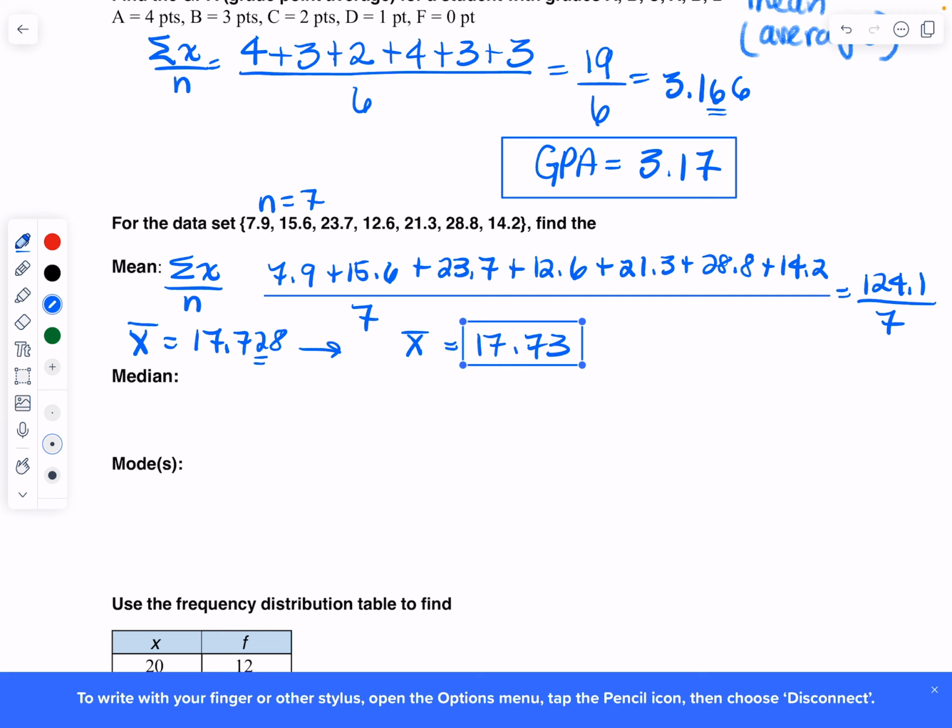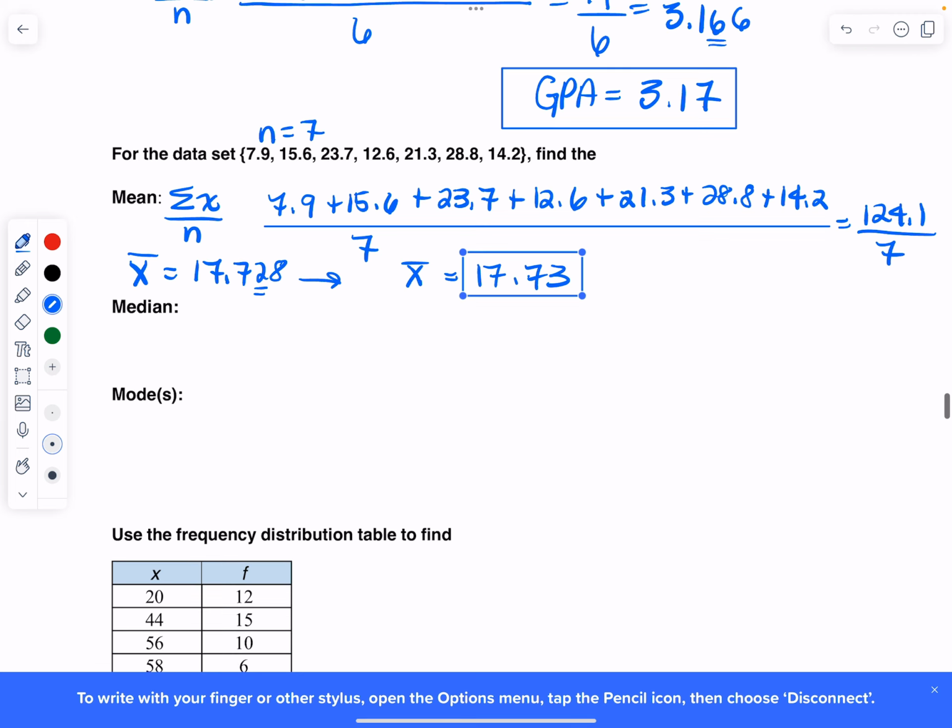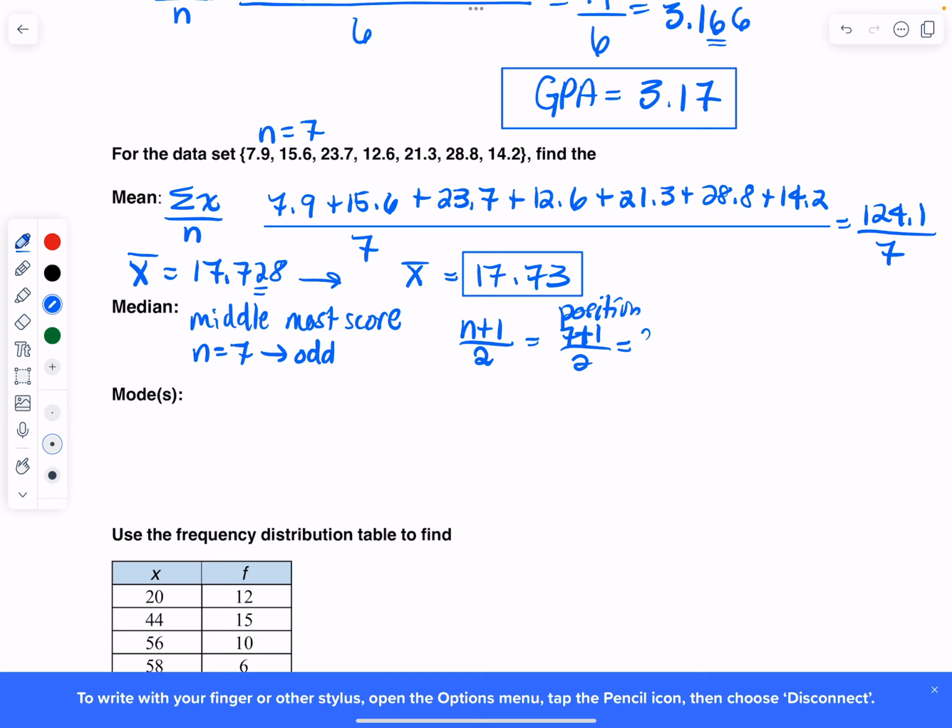Okay, median. Median, remember, is your middlemost score, right? Okay, so if n equals 7, that is odd. So what I do is I take n plus 1 divided by 2, and that will tell me the position of the middlemost value. So 7 plus 1 over 2 is 8 over 2, which is 4. So I'm looking for the fourth value.